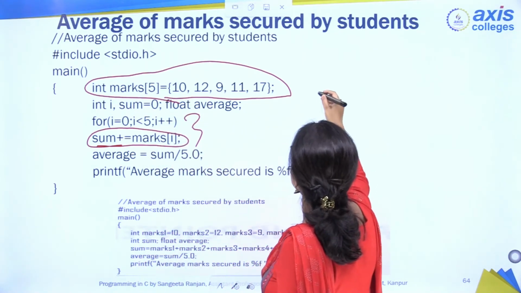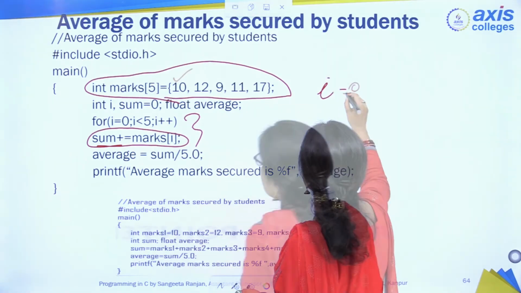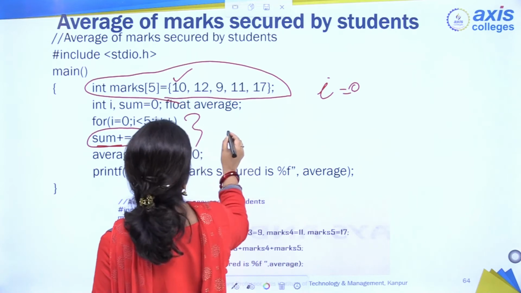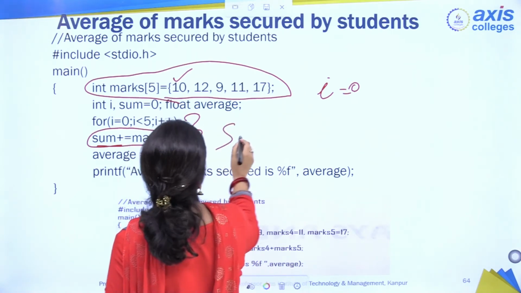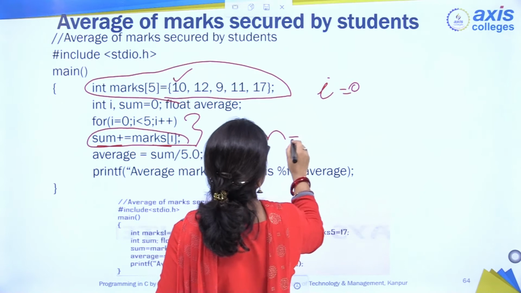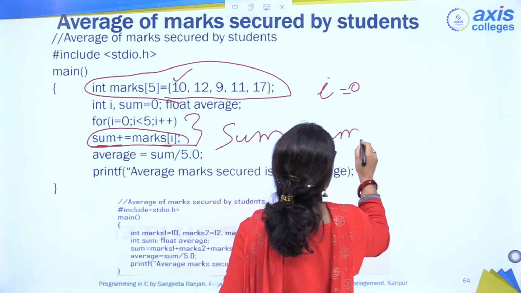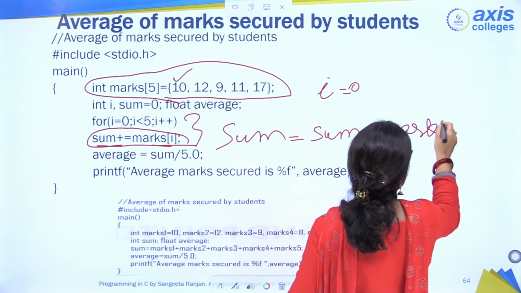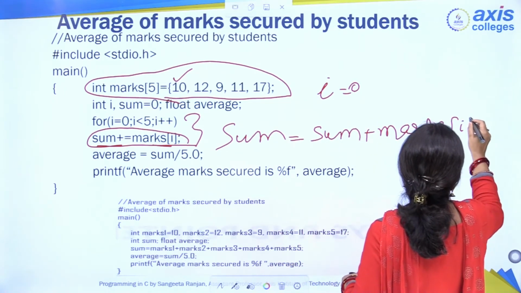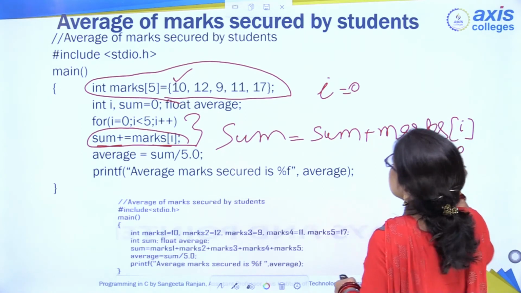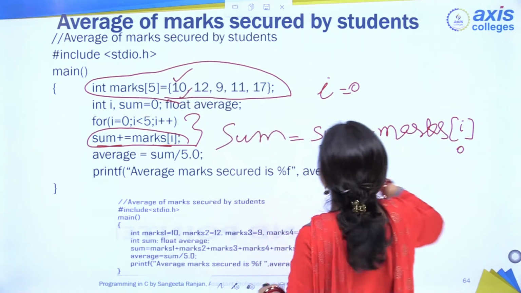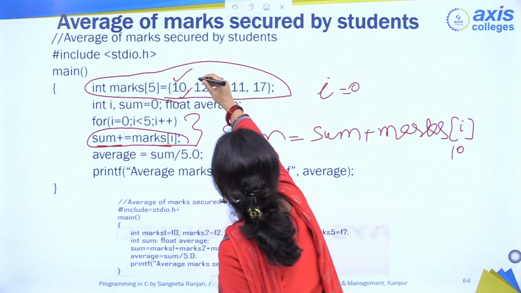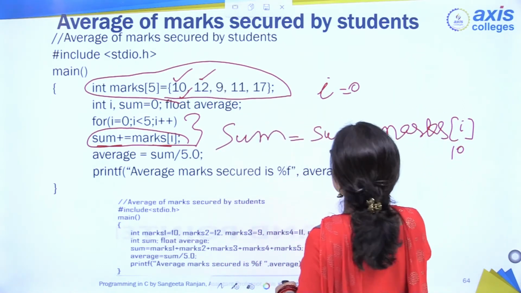That means when the value of i is 0, the meaning of this line is sum is equal to sum plus marks[i]. First time the value of i is 0, that means the subscript is 0, and the value is 10. When the subscript is 1, then the value will be 12. Like this, it will calculate the sum.